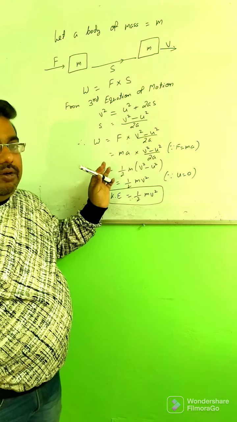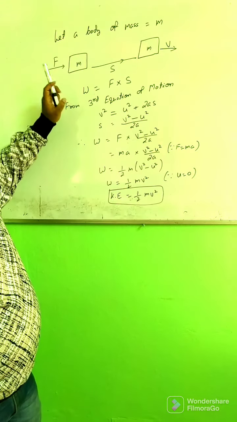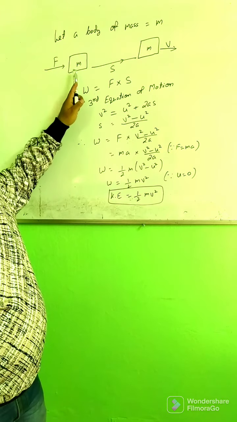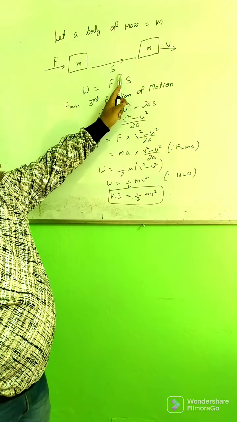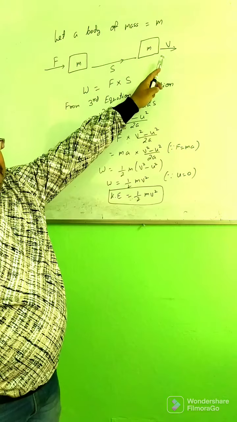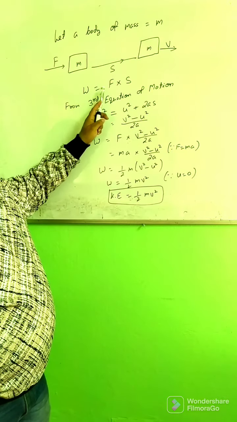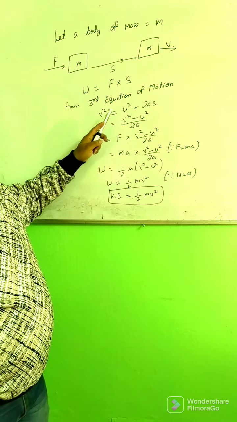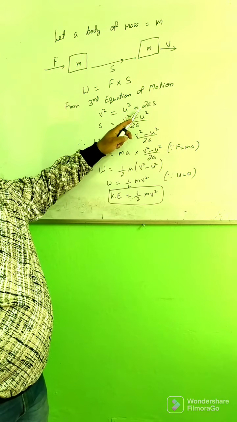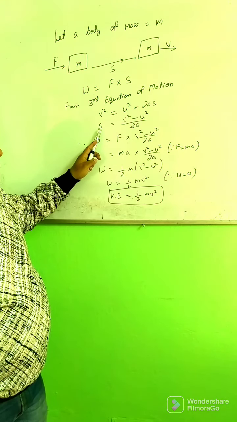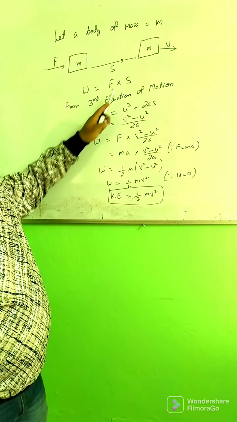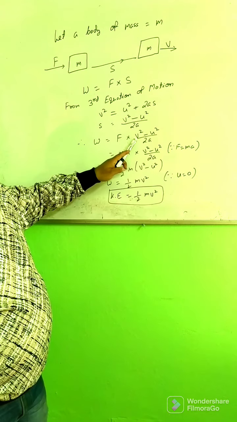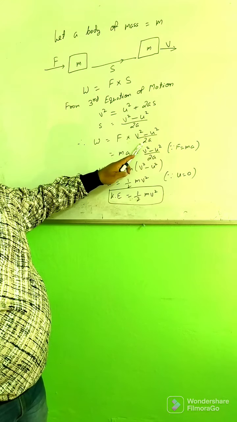Is it clear? Okay. Again I am repeating the steps. Let a body of mass m, a force is acting on the body. As a result, it is displaced and covers a distance s, and its final velocity becomes v. So work done equals force into displacement. From the third equation of motion, v square equals u square plus 2as. From here we calculate the value of s and put that s here.